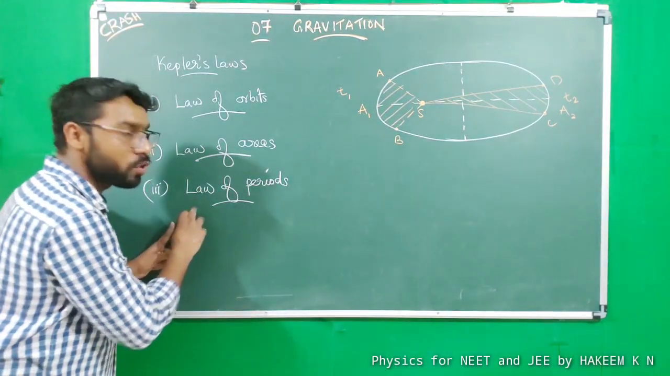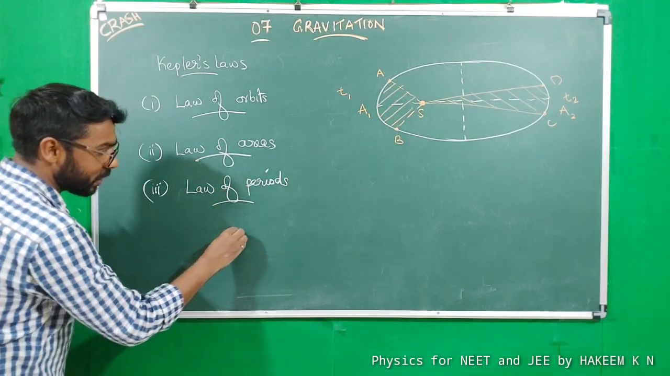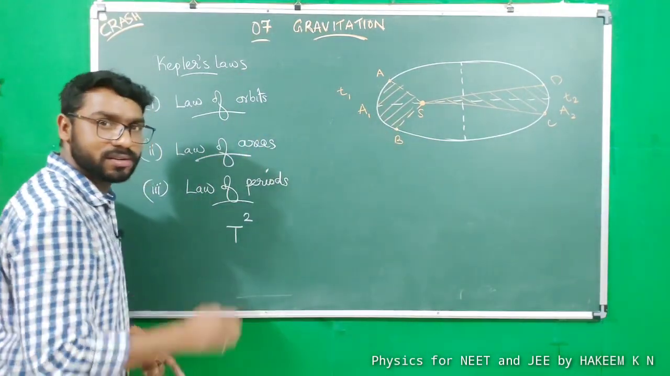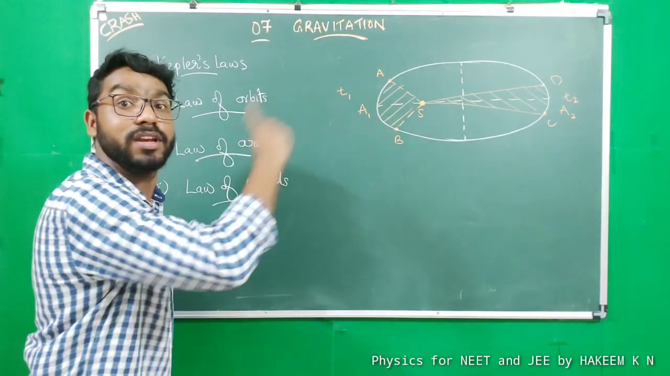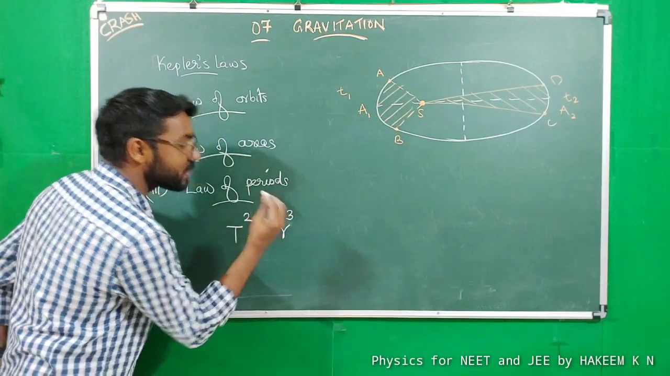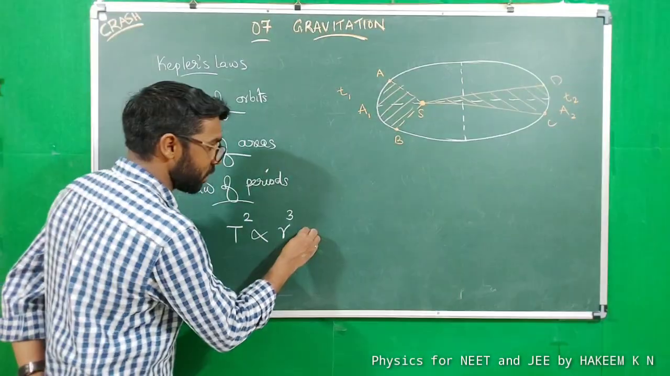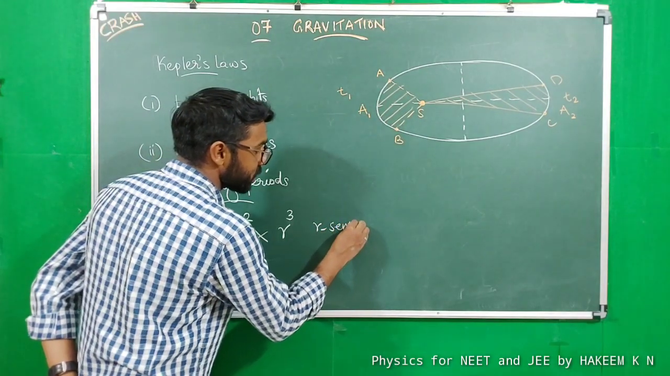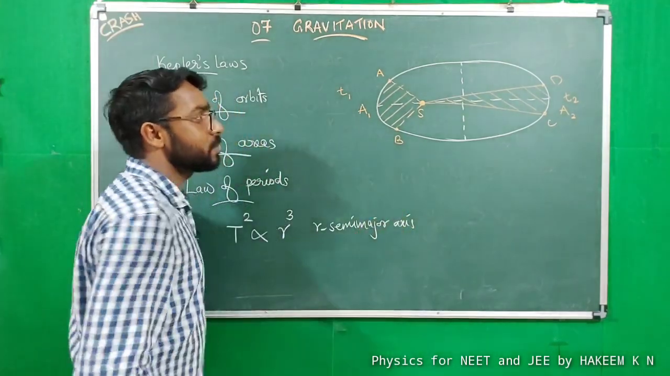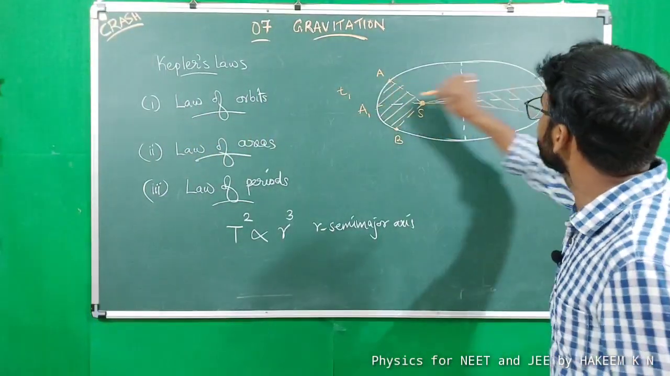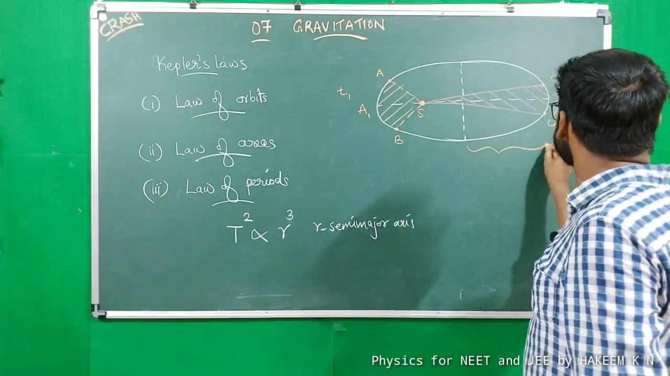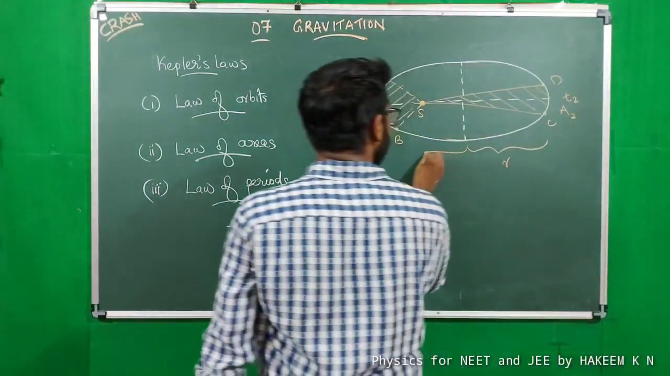The third law is the law of periods. It states that the square of the time period of revolution of the planet around the sun is proportional to the cube of the semi-major axis. Here R is what? Semi-major axis. What does it mean? Semi-major axis means this is the major axis here. So this is the semi-major axis R, and here also R.